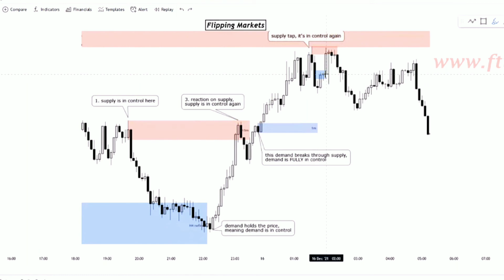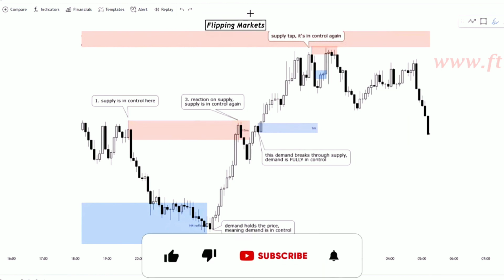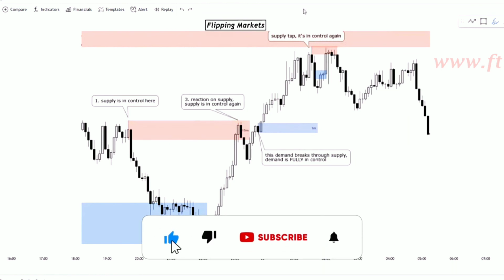This is one of the most important things in supply and demand trading to master, to understand what is in control and where you can execute trades and what can be your TP. And your TP could always be the unmitigated supply or demand zones.